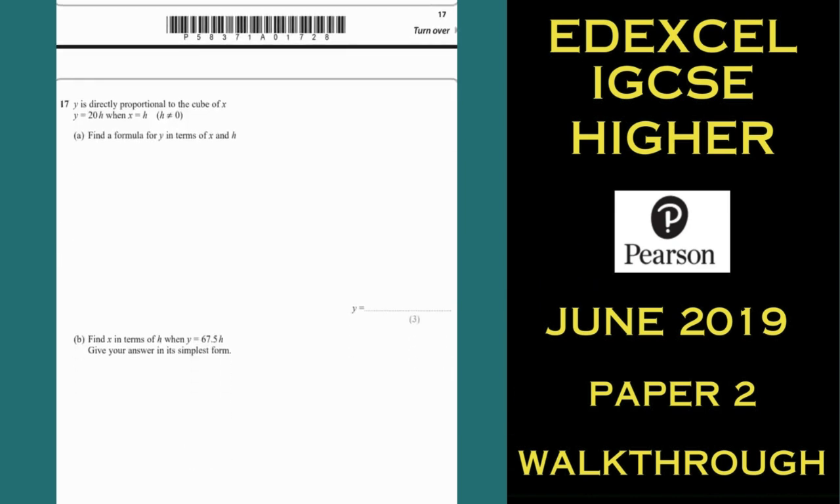Number 17, direct proportion. As soon as you see that phrase, you should be writing y is any constant you want to use, k or whatever, times the cube of x. Now it's a bit different than the norm, because normally they give you a number, but here they're giving you extra letters. Doesn't matter. Crack on. When y is 20h, get it in there. x is h. Get it in there. It does not matter.